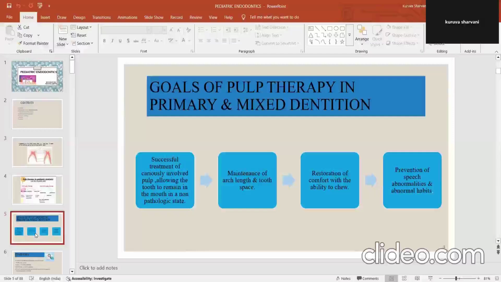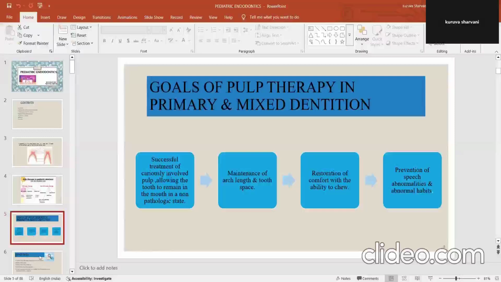So preservation of each and every primary tooth is important. Hence, the main goal of pulp therapy is preservation of primary teeth to maintain arch length. And as we have discussed, it helps in speech, phonetics and ability to speak, and prevents abnormal habits also.